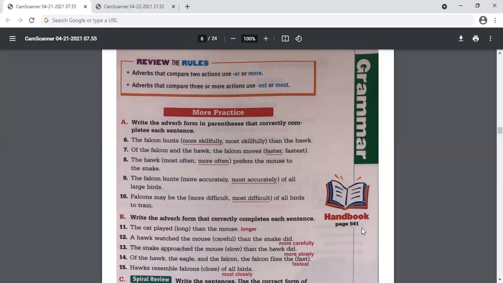Number 15, hawks resemble falcons close of all birds. Here, close will be closely. This is the adverb, and we're going to use the word most to compare because we have all birds.